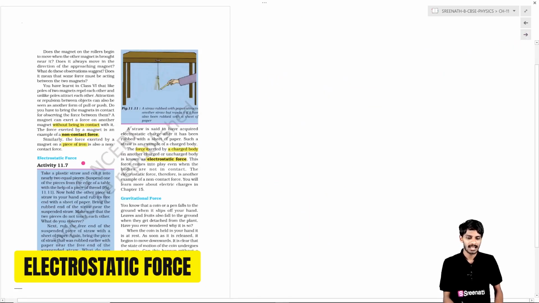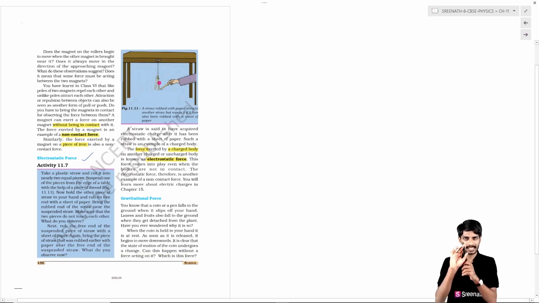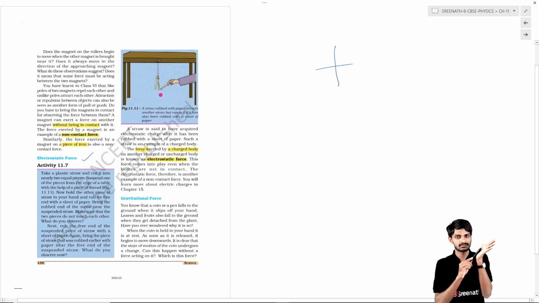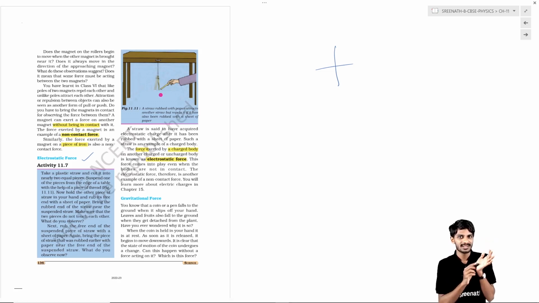Next topic is electrostatic force. What is electrostatic force? Take a straw and cut it into two pieces. Tie one straw to a table like that and take the other straw. Rub that straw with a piece of paper. This other straw is rubbed with paper. You have to rub the straw with paper, and then bring it near.